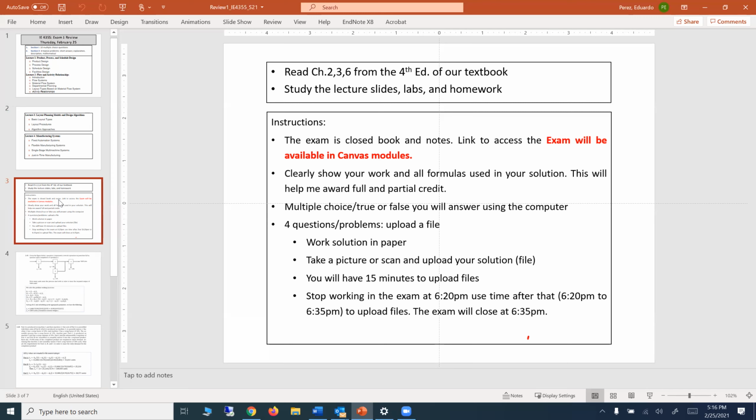So if you face any issues with Canvas not letting you upload the file or anything like that, as soon as you finish the exam and you try to upload those files and you are having problems, send me an email. If you face problems uploading the files, send me an email right away so I'm aware of the problem and I will let you know what to do. That has happened just one or two times in my experience last semester. I know it can happen. We're working in a virtual environment, so don't get scared. If you face issues uploading the files, send me an email and I'll let you know what to do.